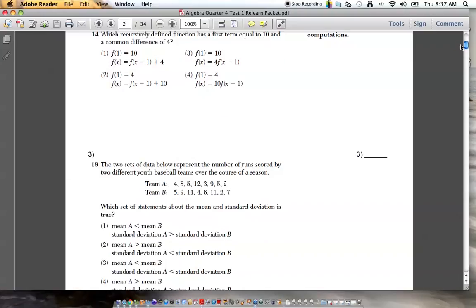Which recursively defined function has a first term equal to 10 and a common difference of 4? Well, f1 is the first term, and it wants it to be 10, so it could be choice 1 or 3. Choice 2 and 4, f1 is 4, and we know that can't be the case. Now, a common difference of 4 means you're going to be adding 4 each time. This is the one that adds 4 each time. This multiplies by 4. That's not what it's going to be. So choice 1 is the correct answer there. Okay, next one up.